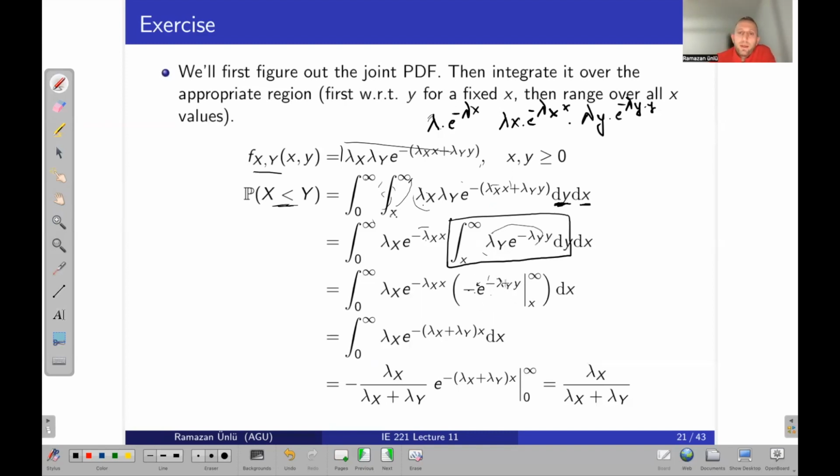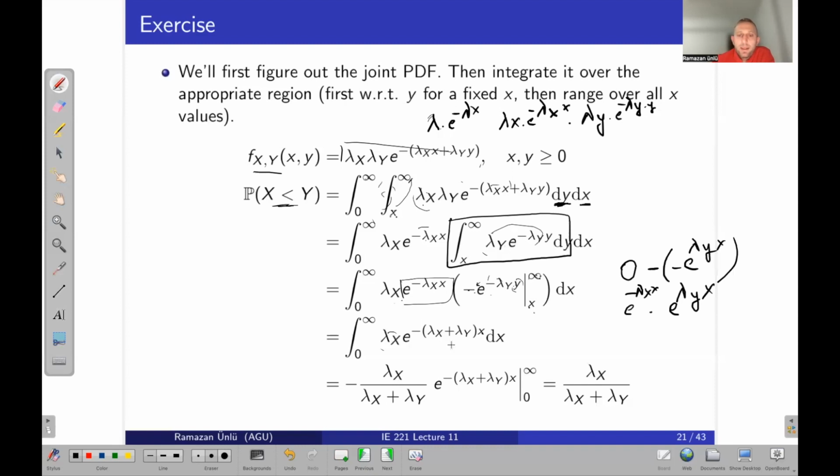So if I evaluate this term for infinite, remember that is based on y. So y will be infinite, and that will be 0, minus. If it is x, that will be minus e to the minus lambda y x, so that will be plus e to the minus lambda y x. And I also have a similar thing here, which is e to the minus lambda x x. So I can rewrite this multiplication as e to the minus lambda x plus lambda y times x.